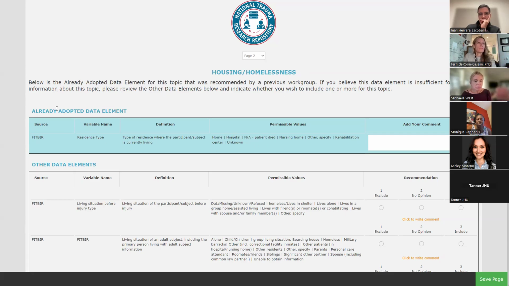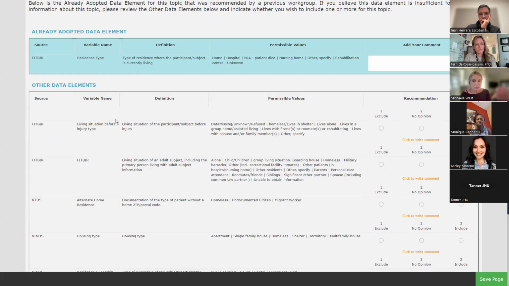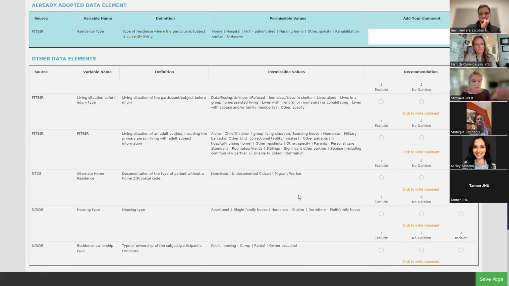If you believe that this already adopted element is insufficient for collecting information about this topic, please review the other data elements below and indicate whether you wish to include one or more for this topic. So we have the already adopted element, and then below there we have other elements related to housing and homelessness. Once again, these are following that order of precedence chart. So we have FITBR, NTDS, and NINS.